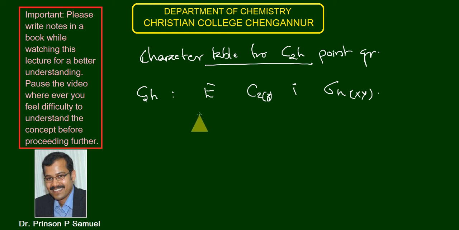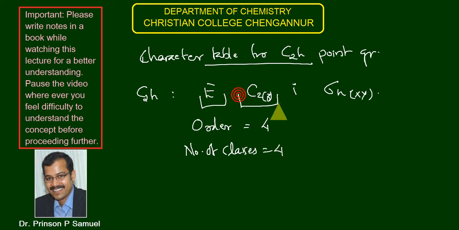And you can see that the order of this point group is equal to 4, because the order is the number of elements of a point group. And how many classes are there? We can see from the similarity transformation that there are 4 classes for this point group. So each element will form its own class. These are the 4 classes we can see in the C2h point group.